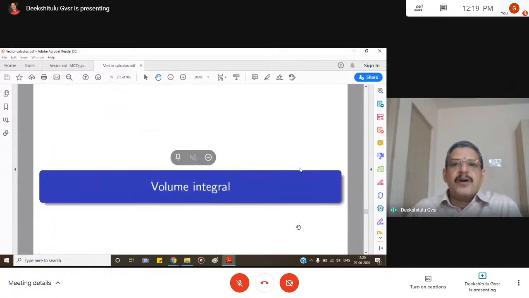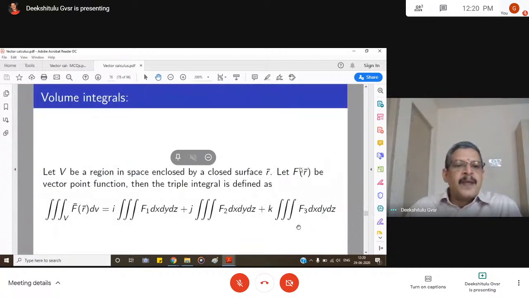And then coming to the volume integrals. Let V be a region in space enclosed by a surface. Let f of r bar be a vector point function. The triple integral is defined as the triple integral over V of f of r dV. That means i times the triple integral of f1 dx dy dz, j times the triple integral of f2 dx dy dz, plus k times the triple integral of f3 dx dy dz.